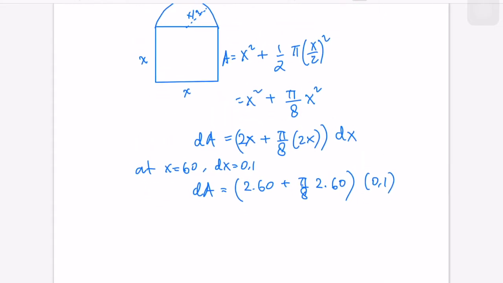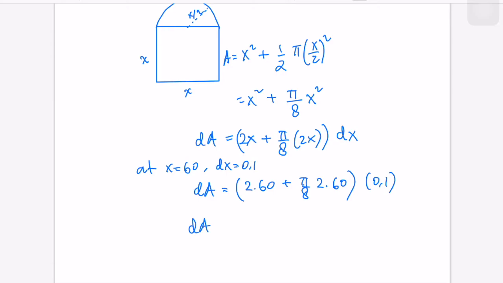So we can say that dA can have the 2 for this case, 12, okay, 12, 2 plus pi over 4, and then this will be 60 and 0.1. So we can rewrite this in terms of 12 centimeter cube. So this is the maximum error.